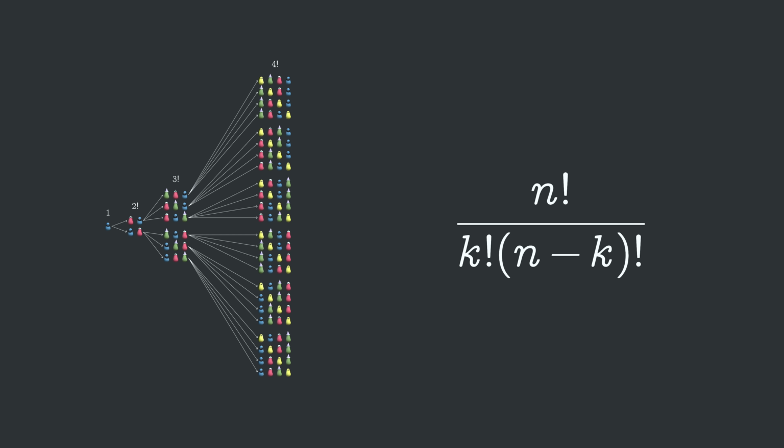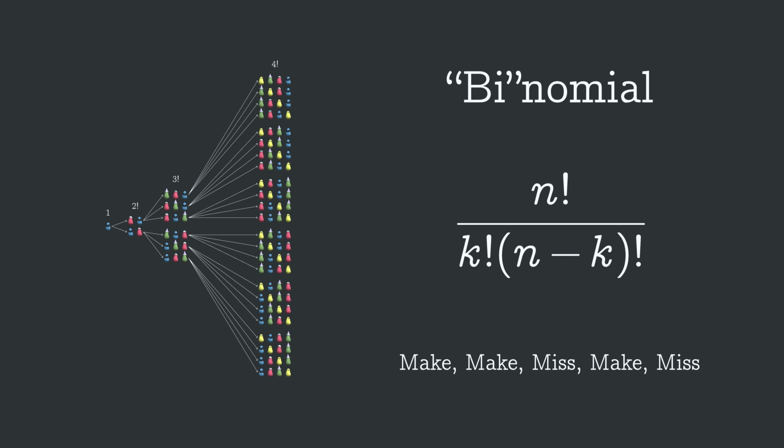These let us account for situations where the objects aren't unique, but instead fall into two different categories, like makes and misses. Remember, that's what binomial means. We're going to look at some examples to help this make sense, but the quick explanation is that since we don't care about the order of identical objects, n factorial is counting orderings we don't care about, so we have to divide by the number of ways to arrange the objects in each category.